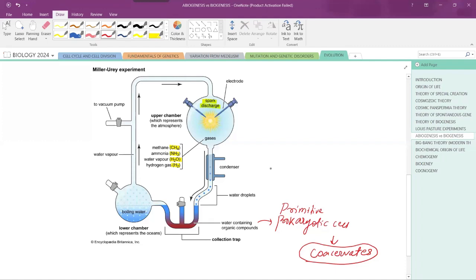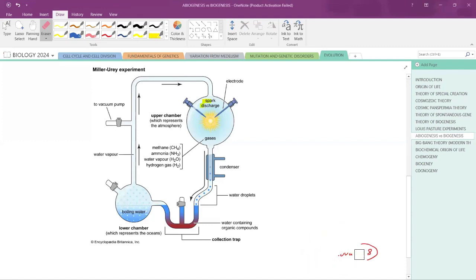Okay, so with the help of this experiment, using inorganic material, that is methane, water vapor, hydrogen gas, ammonia, and the lightning spark, this experiment shows the formation of a life form, or a cell. So the first life forms developed because of abiogenesis from non-living matter.